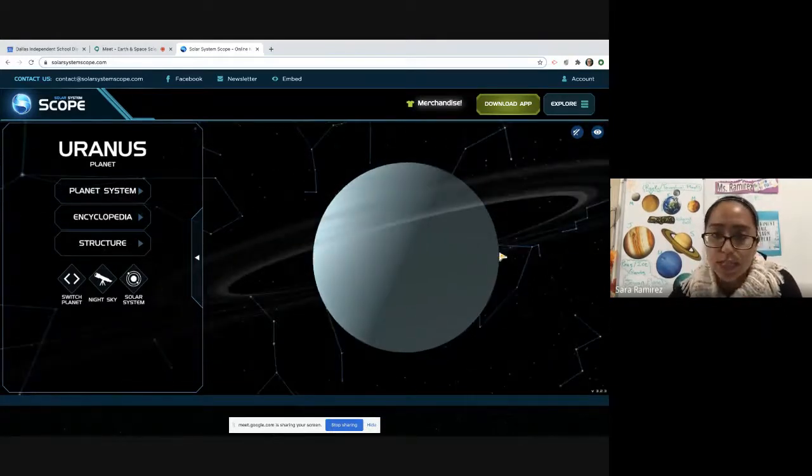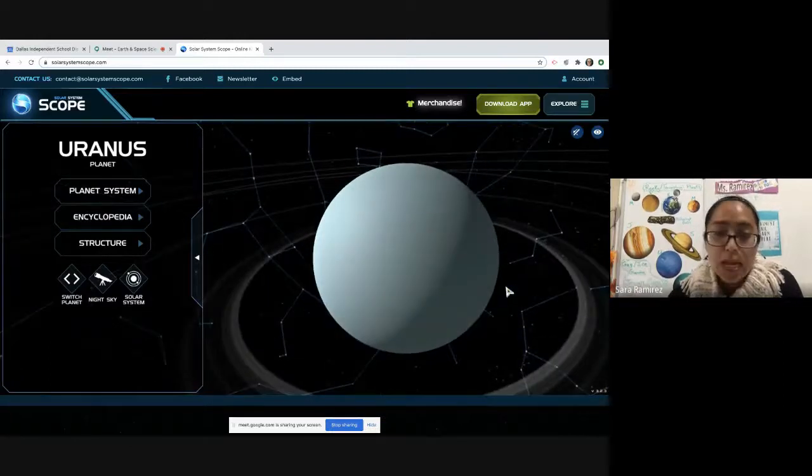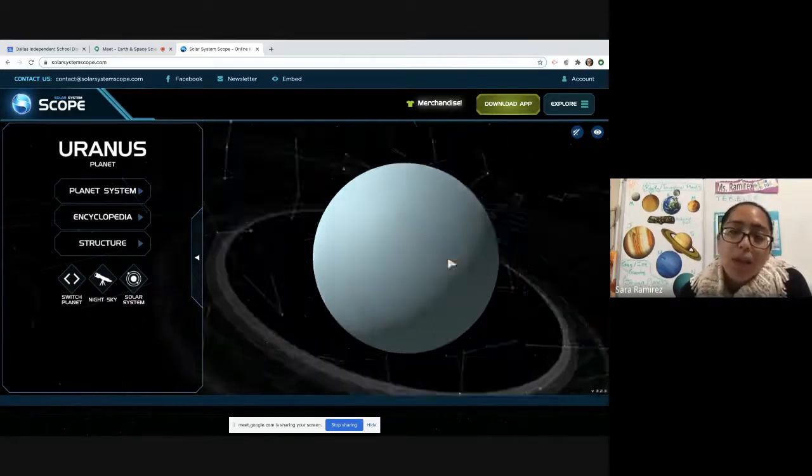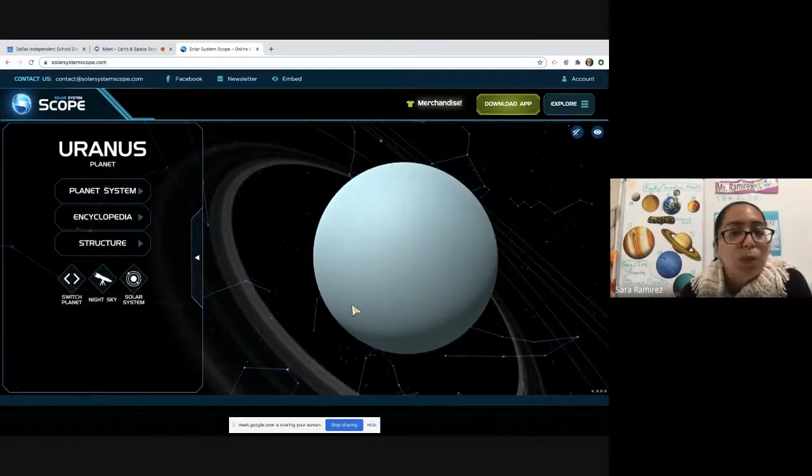It has about 13 noticeable thick rings. It has about 27 moons. And most of its mass is hot, dense fluid of icy materials like water and methane. So it's that methane that gives Uranus this beautiful blue color.